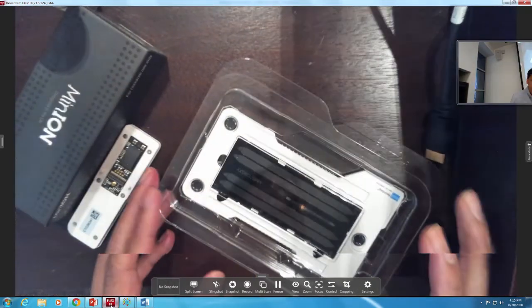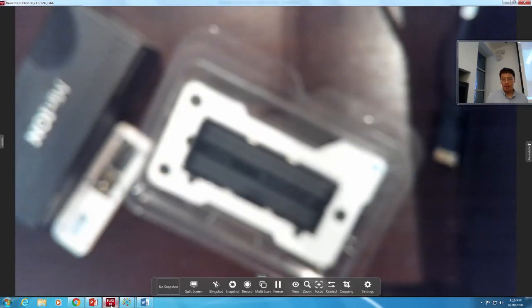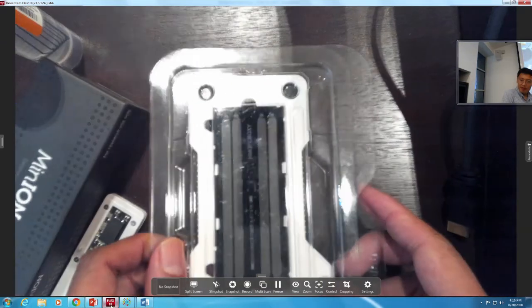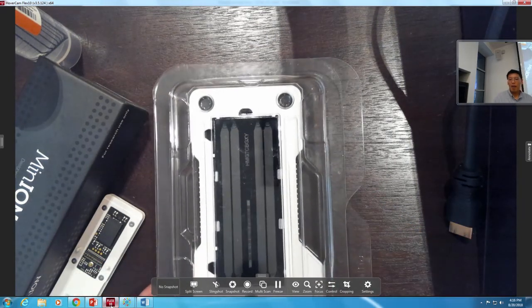That's my shoe. That's not what I want to show you. So this is a... how to make it focus. Wow. How to make it focus. Okay, it's getting better. I don't know how that worked.